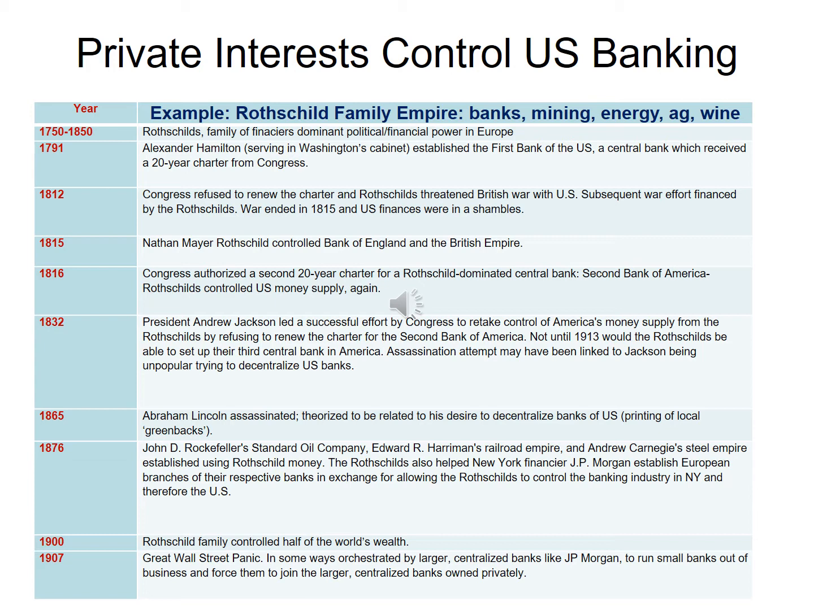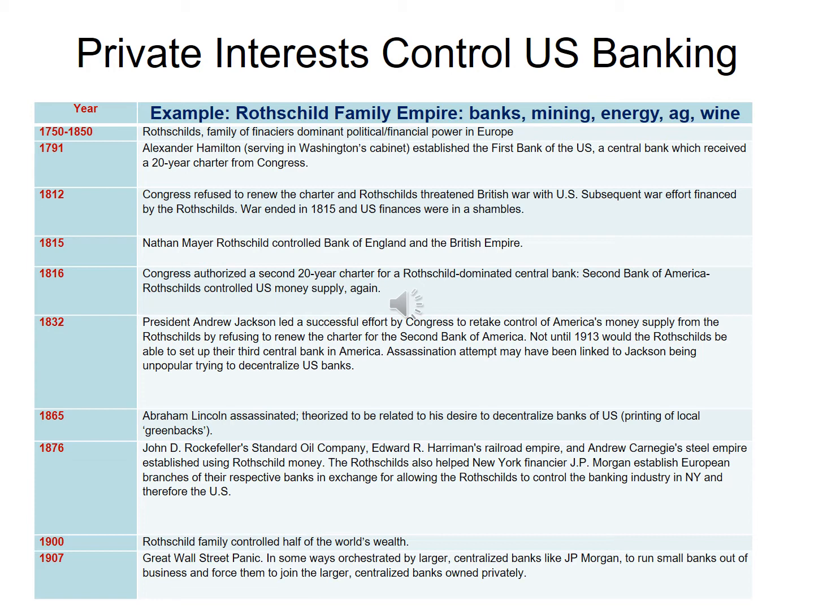He led a successful effort by Congress to retake control of America's money supply from this private interest family, the Rothschilds, by refusing to renew the charter for the Second Bank of America, this centralized banking system that was giving the profits from the interest to private families like the Rothschilds. Not until 1913 would that same family, the Rothschilds, be able to set up their third central bank. So there was a good chunk of time when the United States banking system was not serving private interests.